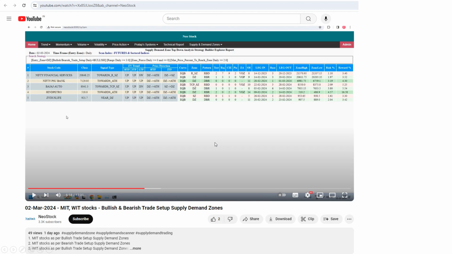Look into this. This is the MIT WIT stocks report, just recently released. You know how many people viewed this report? 49 views we got. You know how many people really liked this report? Just click the like button. Do you know how much time it will take? Just 1 second, not more than that. I'm spending 4 hours for you every day. Can't you spend 1 second? Just click that like button.